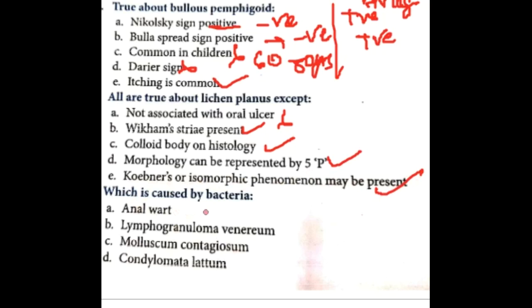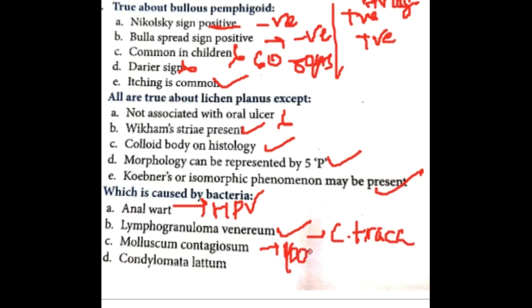Next question. Which of the following is caused by bacteria? Anal warts are caused by HPV virus. Lymphogranuloma venereum is caused by bacteria, that is Chlamydia trachomatis. Molluscum contagiosum is caused by the molluscum contagiosum virus itself, it is a pox virus. Then condyloma lata is caused by a bacteria, Treponema pallidum. So lymphogranuloma venereum and condyloma lata are caused by bacteria.